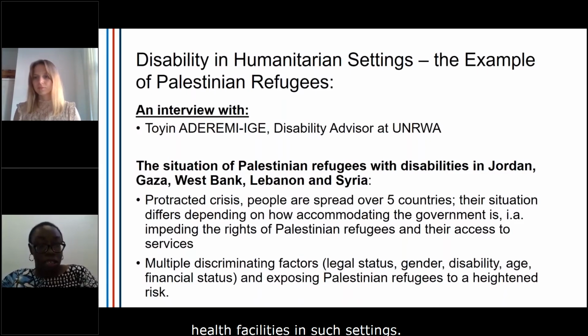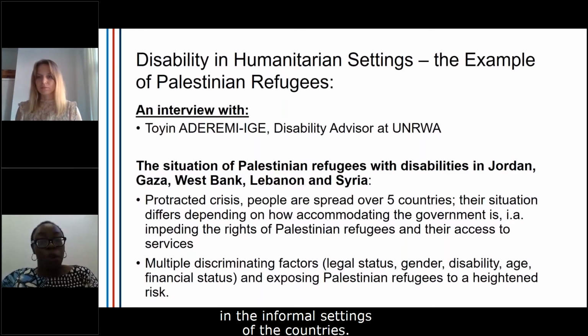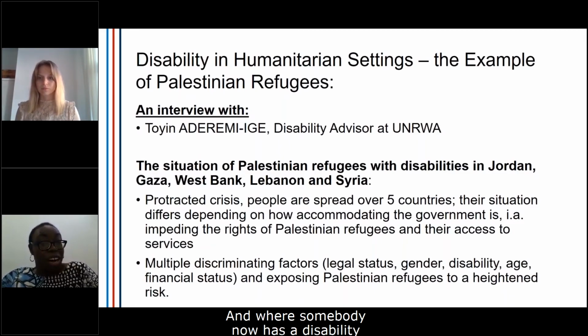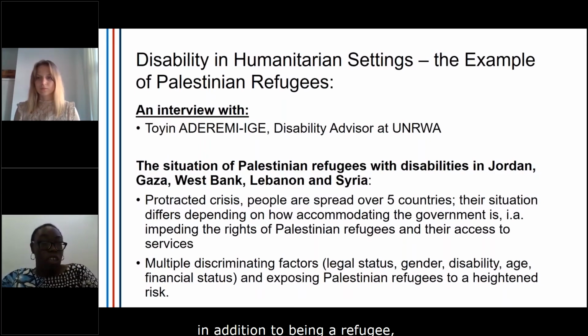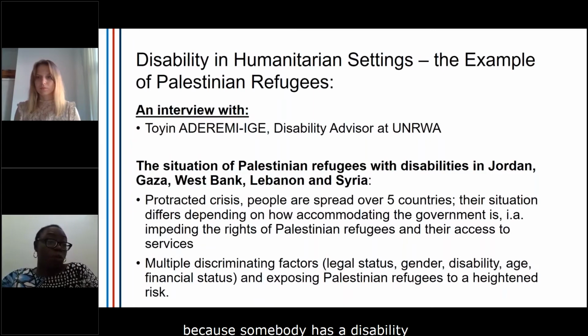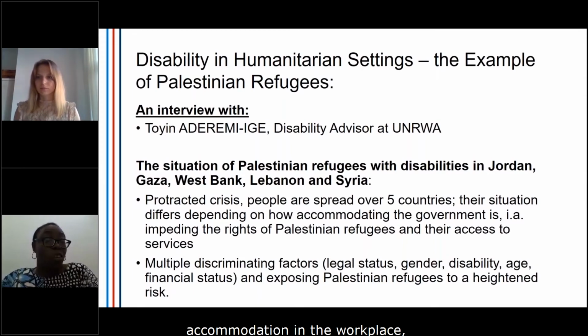Likewise, in terms of livelihood, many of them, even when they don't have disabilities, are forced to work in the informal settings of the countries, and because of that, they are already limited. And when somebody now has a disability, in addition to being a refugee, it becomes more difficult because of negative attitudes of employers who believe that because somebody has a disability, they will not be able to perform, or they are not even providing reasonable accommodation in the workplace to make it easier for such persons to work like other people.